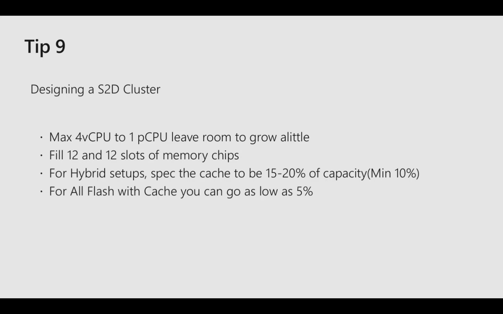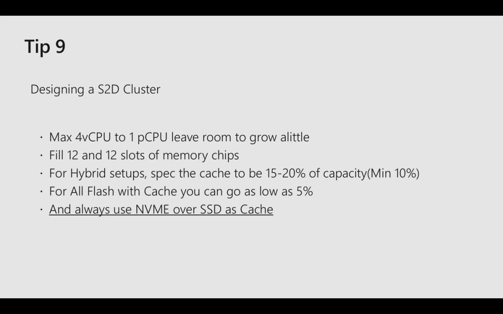For all flash, you can go as low as 5% of your capacity. Now, if you, for instance, buy an all-flash server that has 24 slots, and you fill it up with 4 cache drives and only 10 SSDs, you should probably be at 10% cache to capacity with the 10 drives, in case you want to add the other 10 drives, so you don't go below 5%.